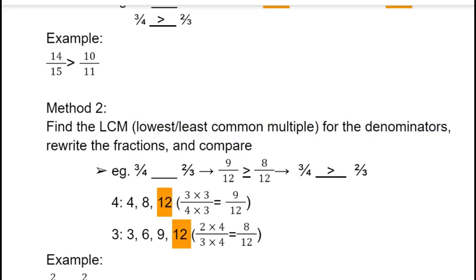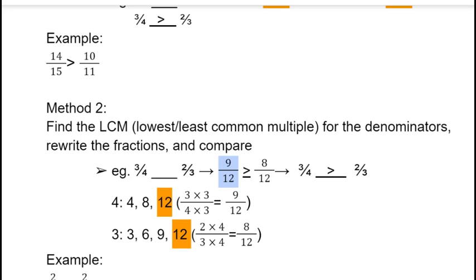So we get 12, and whatever we do to the bottom, we have to do to the top. If we're multiplying the bottom by 3 to get 12, then we're multiplying the top by 3 as well, and 3 times 3 is 9. For the second fraction, we're multiplying 3 by 4 to get 12, and we have to do the same thing to the top, so 2 times 4 is 8. And now we can compare 9/12 to 8/12. Here we can see that 9/12 is greater than 8/12 by one in the numerator.